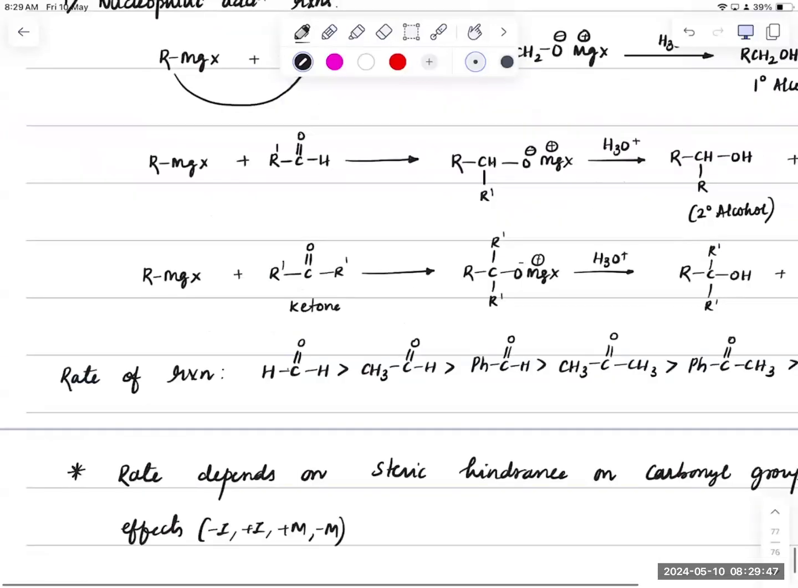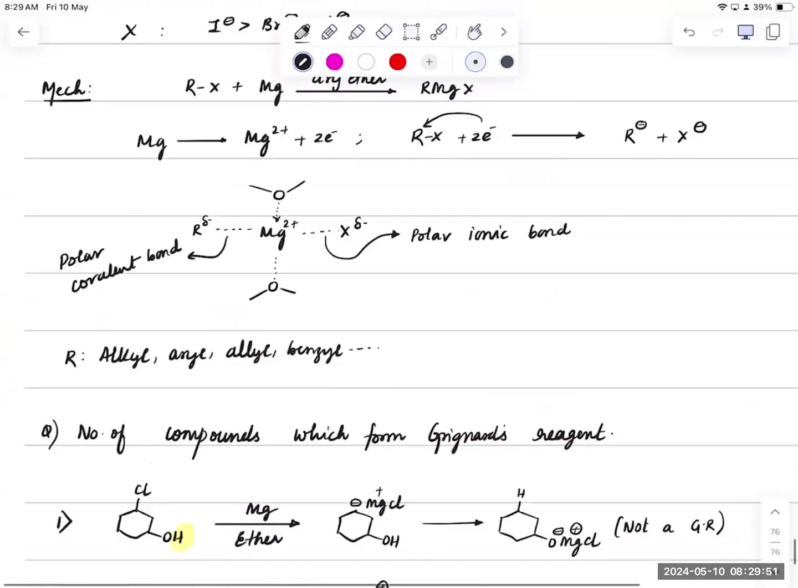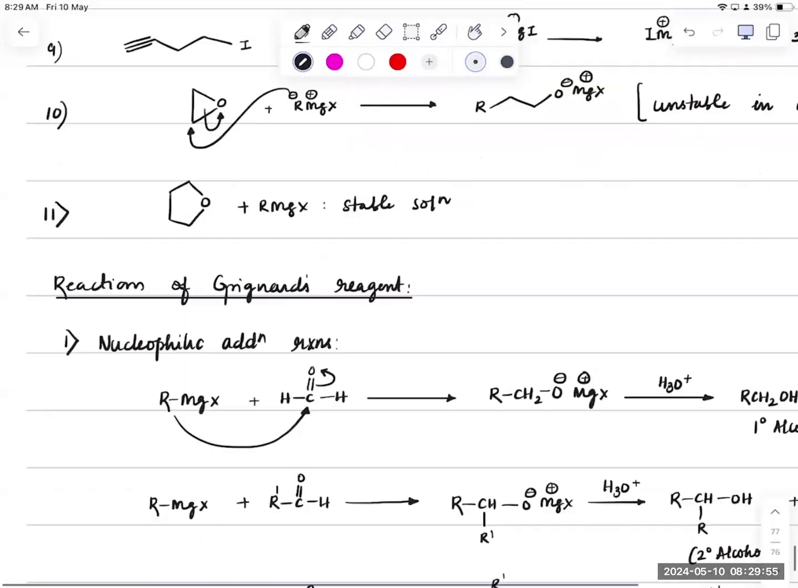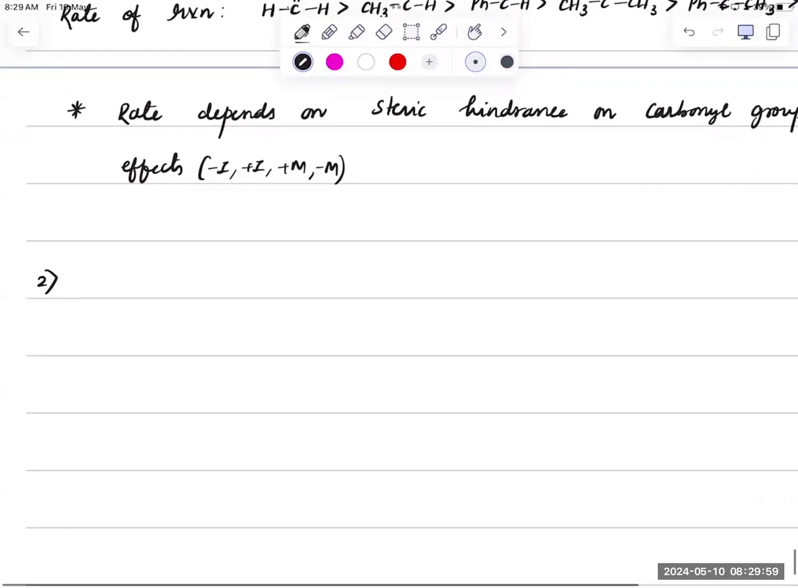Right. This is about the first reaction, where you can see where I started. First is nucleophilic addition reaction. The second reaction is also a nucleophilic addition, but this is on reaction with carbon dioxide.